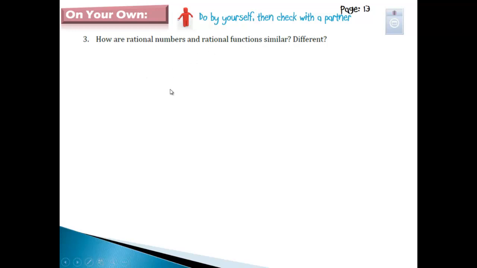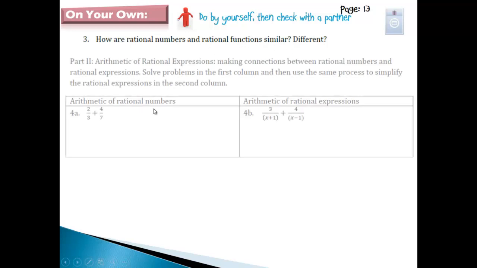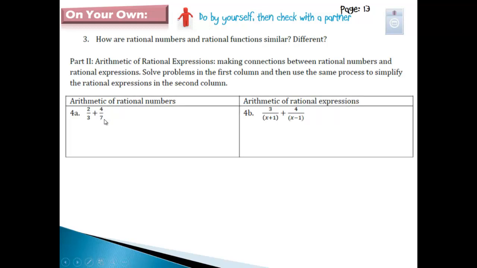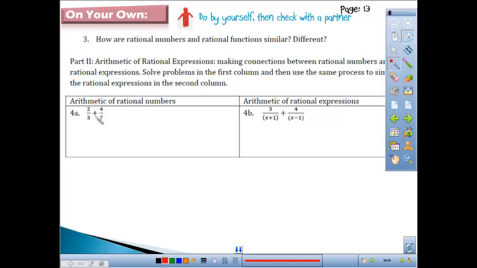So we're going to try to analyze this because right here we have 2 fractions that are being added together, and then over here we have 2 rational expressions that are being added together. So watch this. Over here, when I have 2/3 plus 4/7, we need to find an LCD. So we have to think, what's a number that 3 and 7 both go into? You should have, well, maybe you're thinking as well, 21.